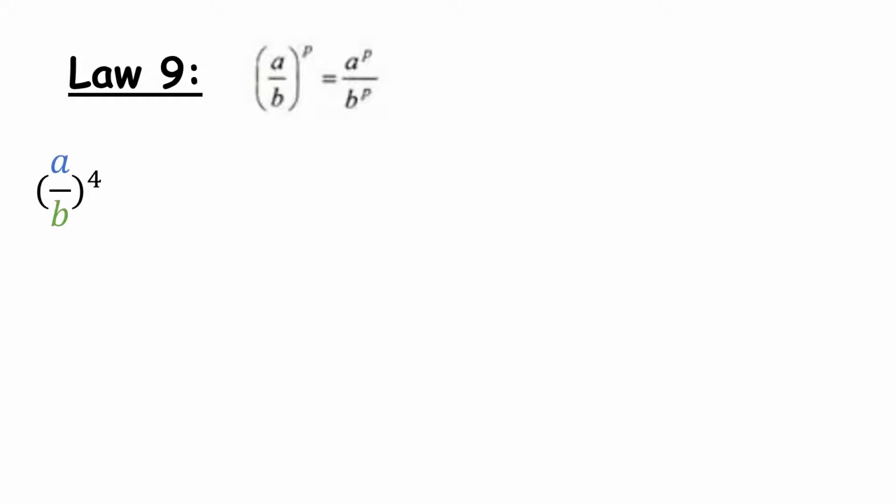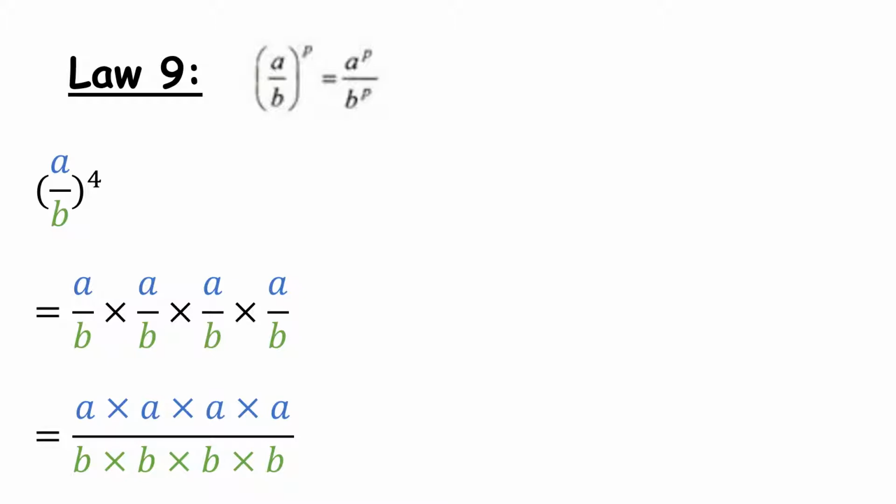So let's take a over b to the power of 4. Showing this as the fraction multiplied by itself 4 times, we get a over b times a over b times a over b times a over b. Remember, to multiply our fractions, we multiply across the top and across the bottom. So we get a by a by a by a all over b by b by b by b, which gives us a to the power of 4 over b to the power of 4.